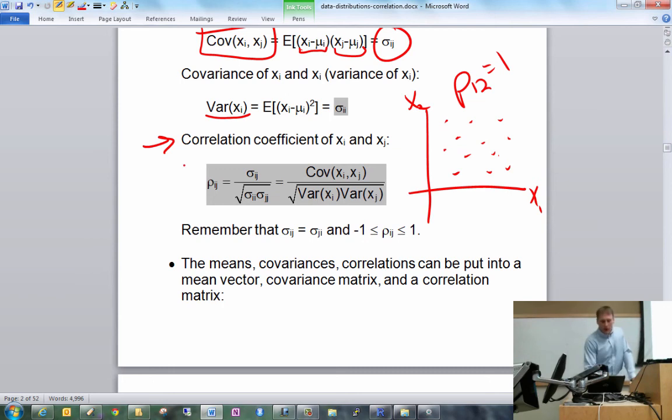Now, the actual formula for our correlation coefficient, which we denote by the Greek letter rho, R-H-O, is simply the covariance between the two variables divided by the square root of the variance of one variable times the variance of the other variable. That's it. By doing that division, you force the correlation to always be between negative 1 and positive 1. Don't worry about a proof of that.